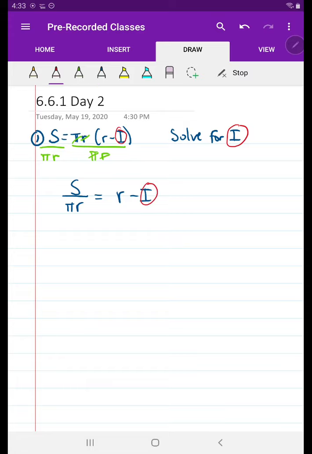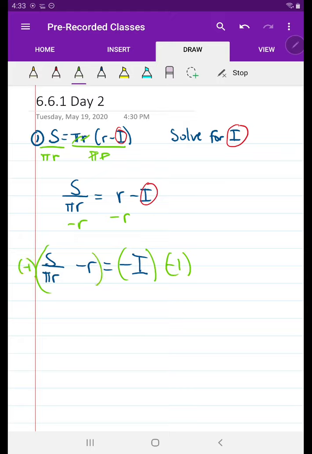Then I can subtract r. So now I have s over pi r minus r equals a negative I, and I want a positive I. To make that a positive I, I could multiply everything by a negative 1. On the left side, when I distribute that negative 1, that'll flip my signs. So I'll have a negative s over pi r plus r equals my positive I.